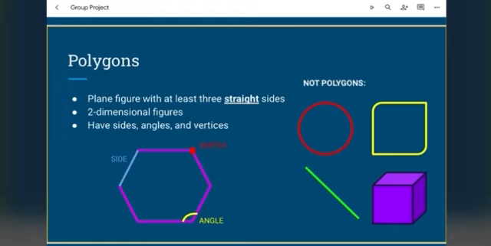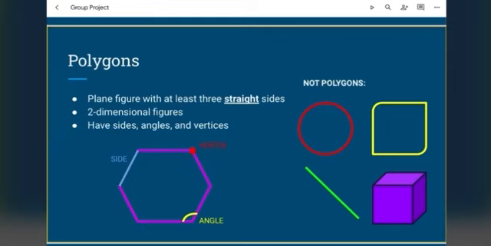So polygons are plane figures with at least 3 straight sides. These are considered two-dimensional figures, and they have sides, angles, and vertices. So a side is each one of those straight lines that form the polygon. The vertex is where two sides meet, and the angle is the measurement in between the two sides.